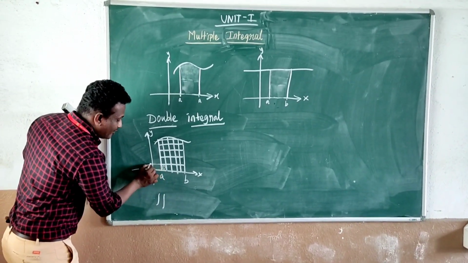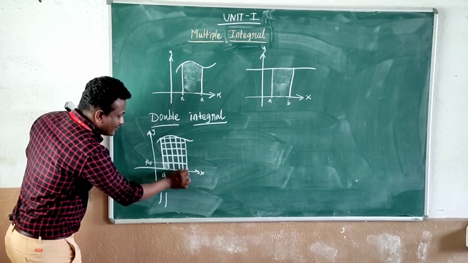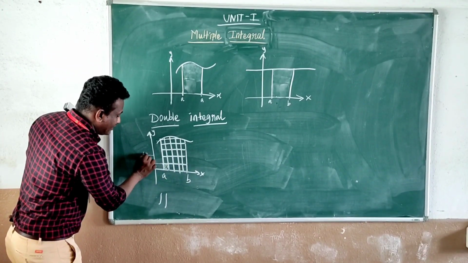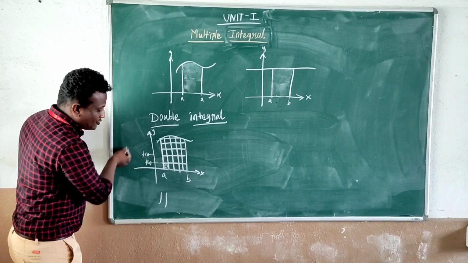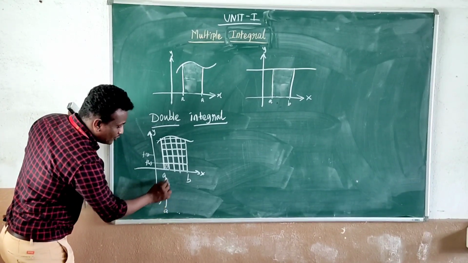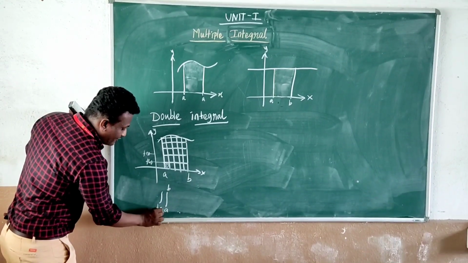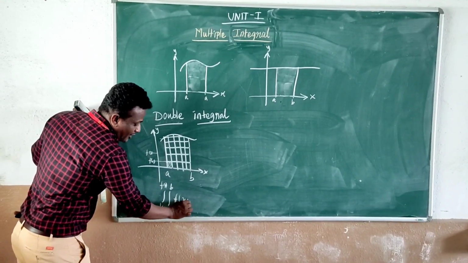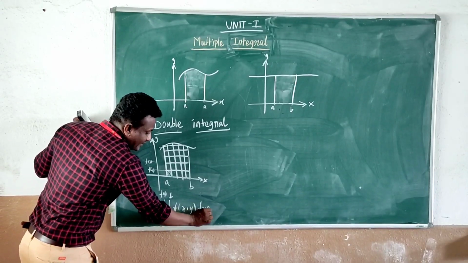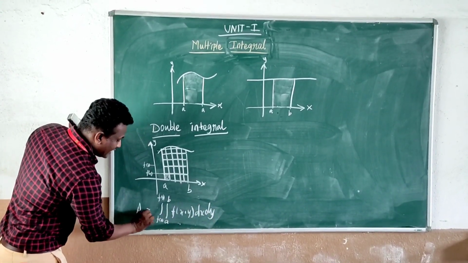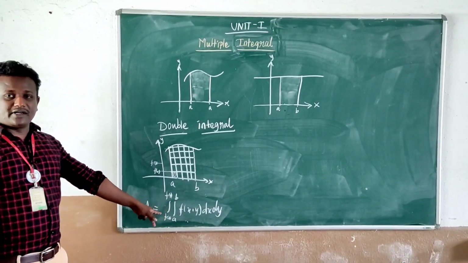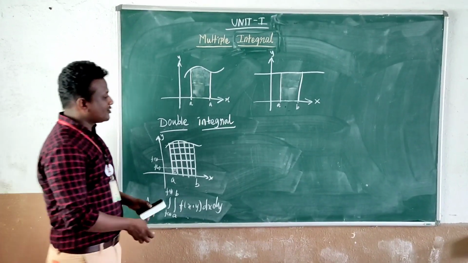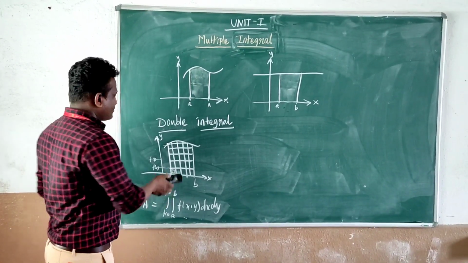So at this point it is f of a. Similarly, this is f of b. So like this, you can give a number of points to this. So double integral a to b, then f of a to f of b, f of x comma y into dx into dy. To find the area, we are using this notation in double integral. Clear? Now let us move to triple integral.